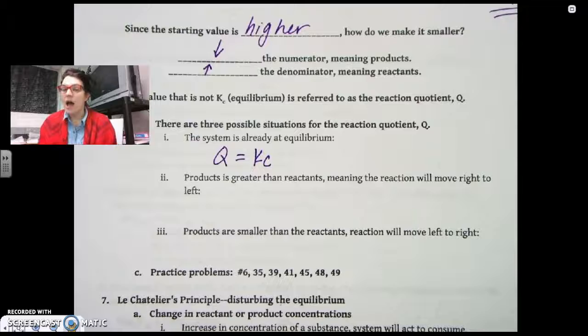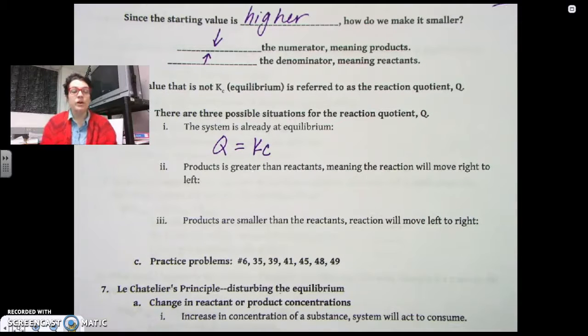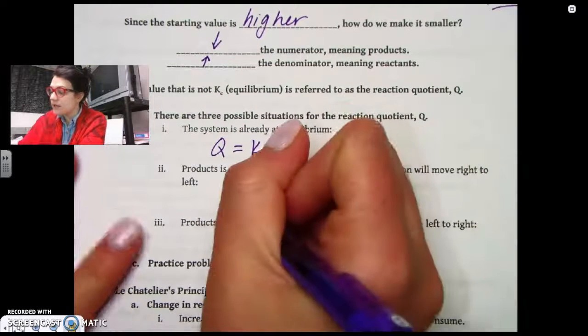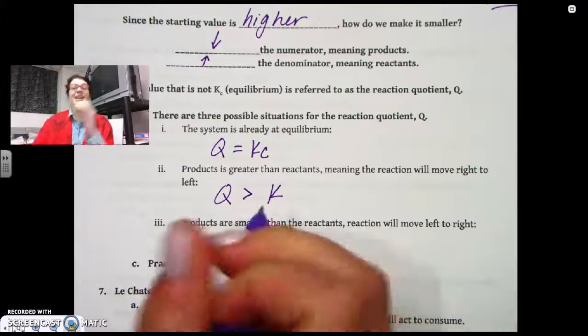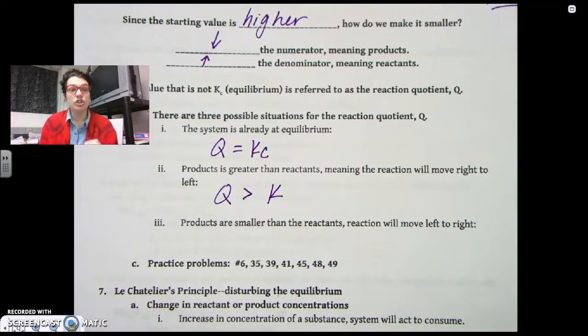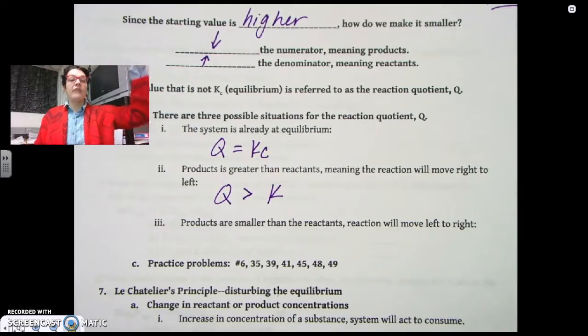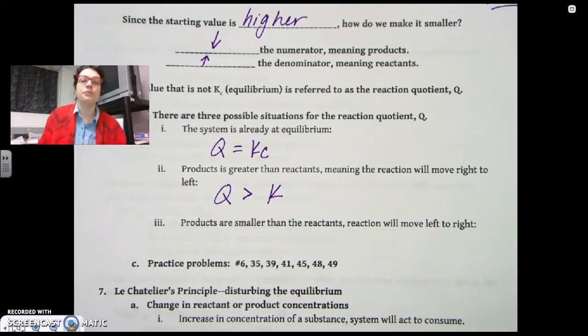Okay? However, if the products are greater than the reactants, meaning the reaction will move right to left. Okay, so in this case, Q will be greater than K. And that makes sense because if Q is larger, that means we have more products. Okay, so since we have more products, we have to be able to move the reaction back to the reactant side in order to get our number down lower.